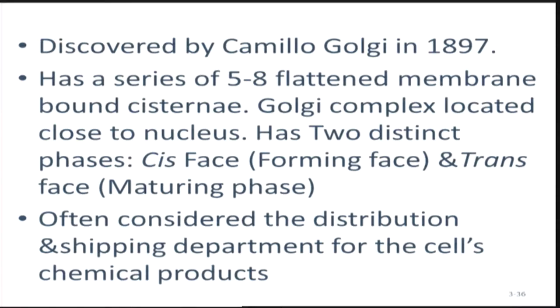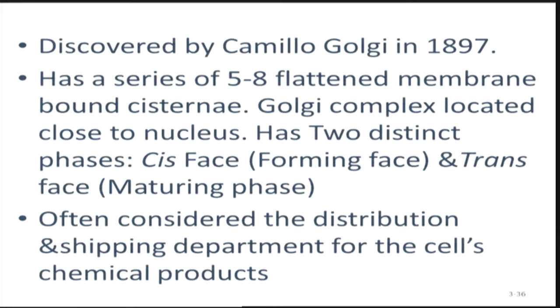This particular apparatus, the Golgi apparatus, was discovered by Camillo Golgi in 1897. It has a series of 5 to 8 flattened membrane bound cisternae located very close to the nucleus. It has two important phases. One is the cis phase, which is said to be a forming phase, and the other is the trans phase, which is said to be a maturing phase.